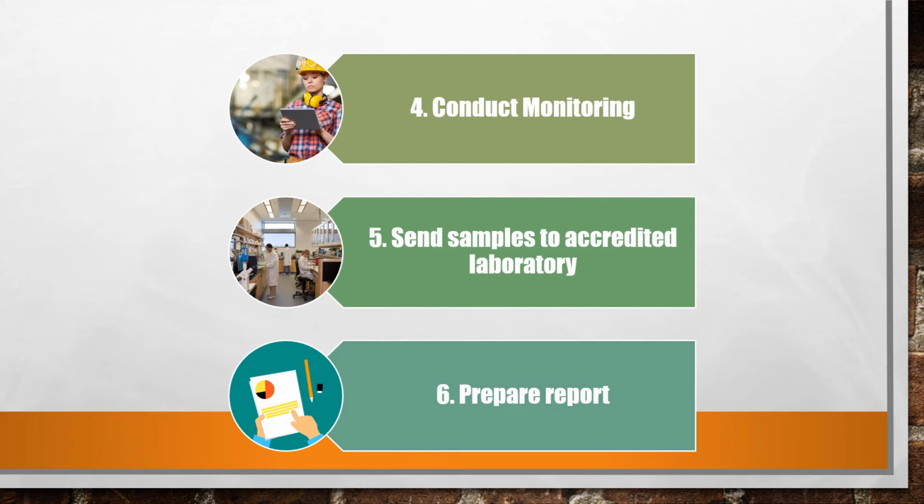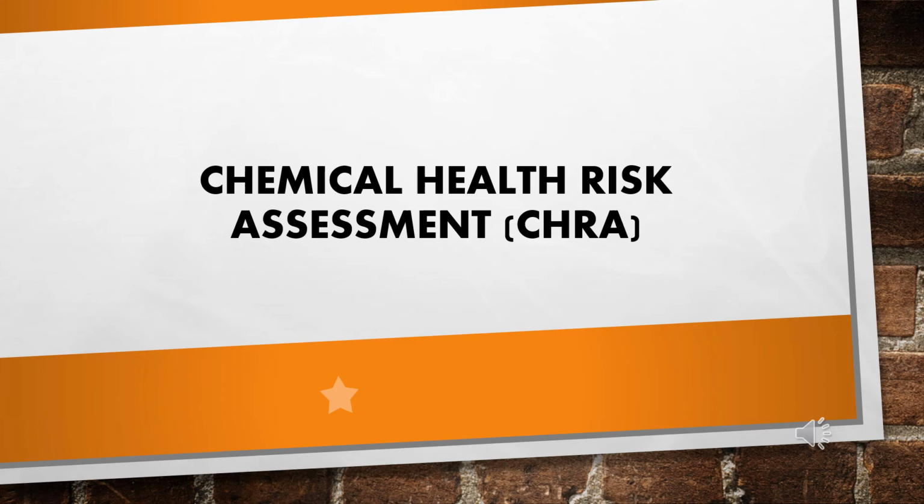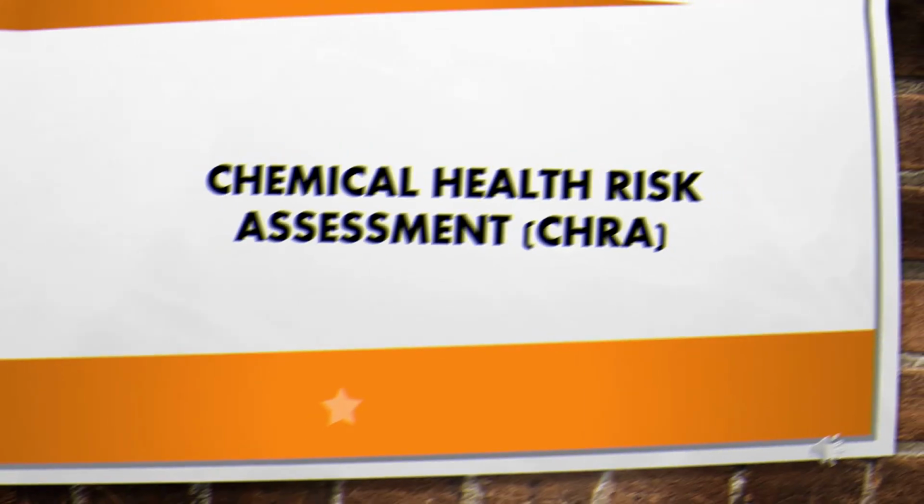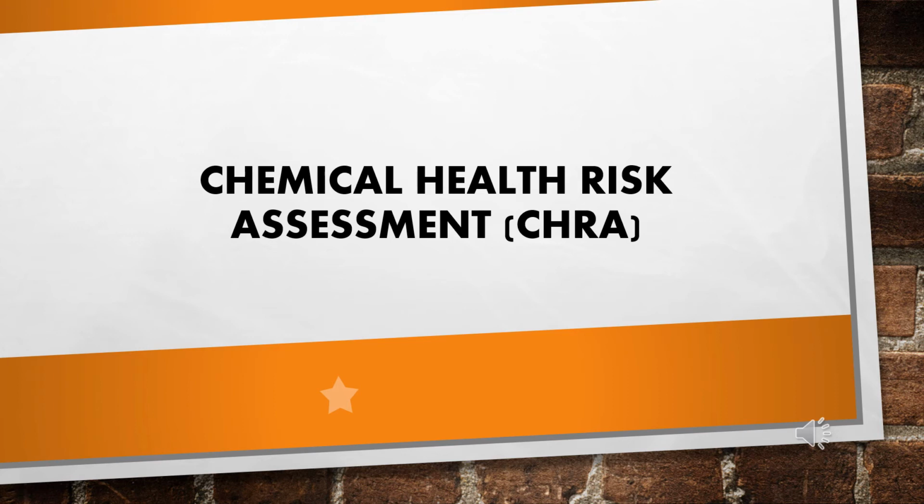And the last step, we need to prepare a report. In this report, we need to cover three categories, which are calculation, conclusion, and also submission. Now let's move on to the chemical health risk assessment, CHRA.